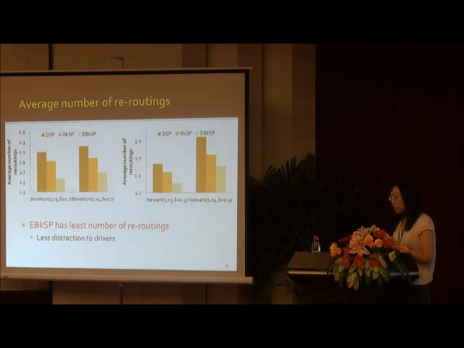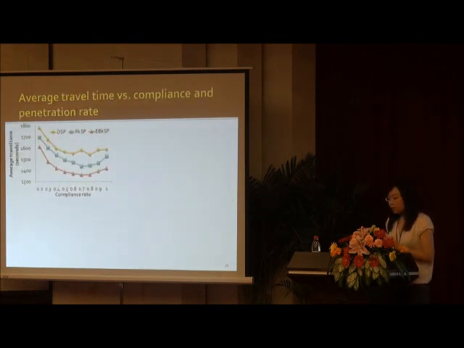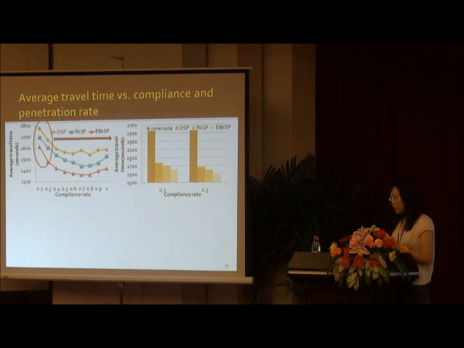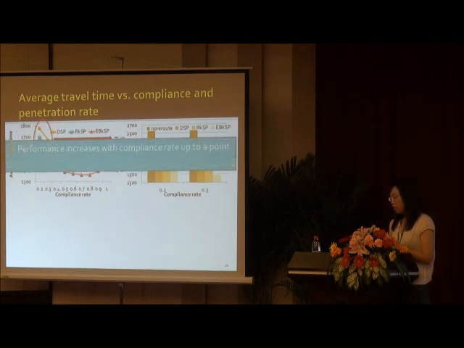In terms of the average number of rerouting, because the EBKSP more carefully and intelligently selects the paths for the drivers, it actually reduced the number of rerouting, which means it creates less distraction for the drivers. In terms of the compliance rate, intuitively, if everyone follows our recommendation, then the average travel time will reduce. Even when the compliance rate is quite low, compared to no rerouting, the EBKSP is still better, and EBKSP is still the best. So performance increases with compliance rate up to a point. Low compliance rate is still much better than no rerouting.